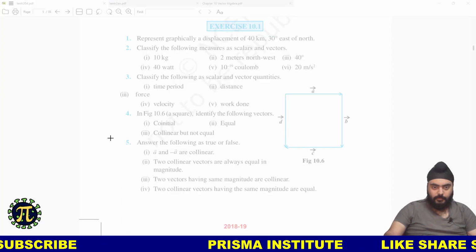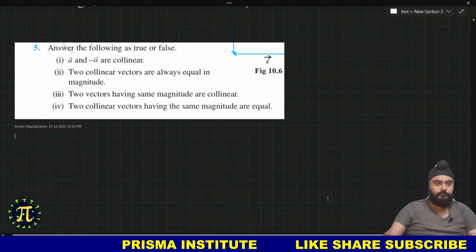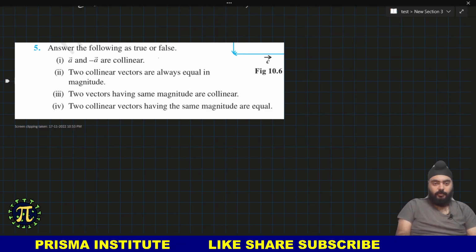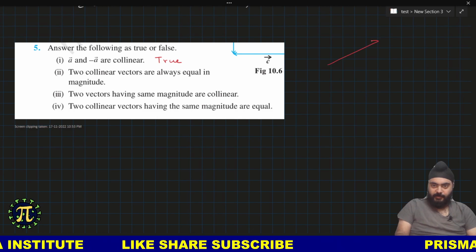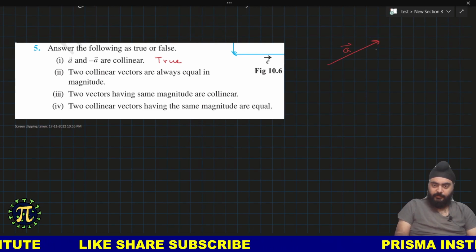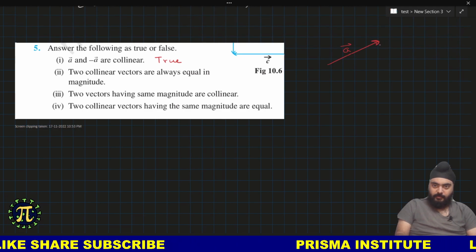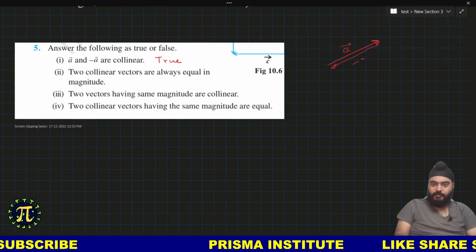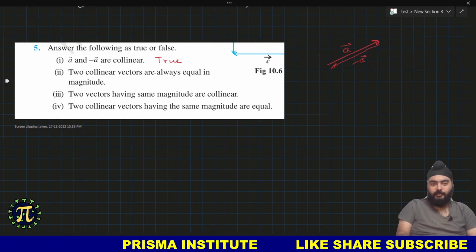So answer the following questions as true or false. Are A vector and minus A vector collinear? True. So let's say this is A vector. Minus of A vector is nothing but a vector starting from the head of A to the tail of A, right? So it has the opposite direction. And they are collinear, yes, because the only thing required for collinear is that they should be parallel or anti-parallel.